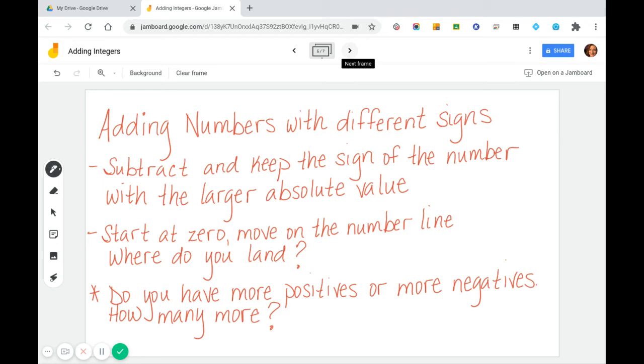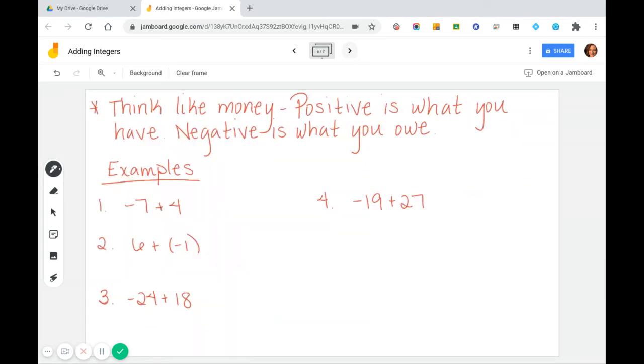On a number line, start at 0. Move to the right or to the left, depending on what signs your numbers have, and figure out where you land. Or ask yourself, do you have more positives or more negatives? And then ask yourself, how many more? And you've learned since you were little in a word problem, if it says how many more, then you're going to subtract to find your answer. Or again, think like money. Positive is what you have. Negative is what you owe.